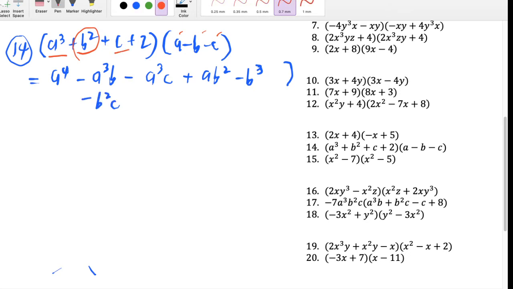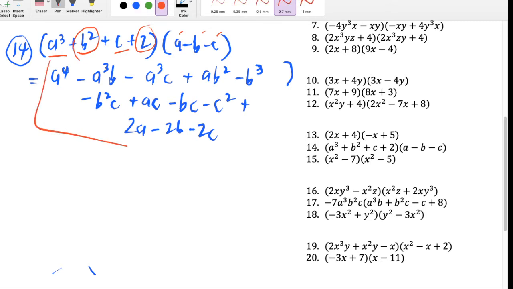Next would be this one. Multiply natin yung c sa bawat term dito. We will have plus ac minus bc minus c squared. Okay? Lastly, ito. Multiply natin sa each term dito. We will have plus 2a minus 2b minus 2c. Okay, meron ba tayong mga like terms? Wala, di ba? So, yan na yung final answer. Mali pala yung instruction ko. Hindi pala dapat simplify the following. It should be expound or expand.